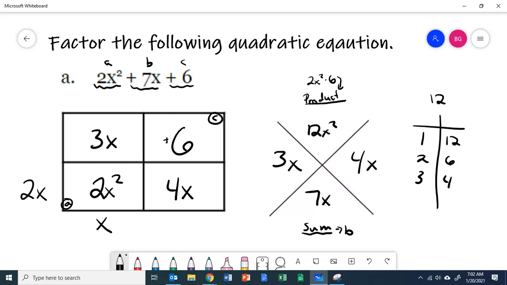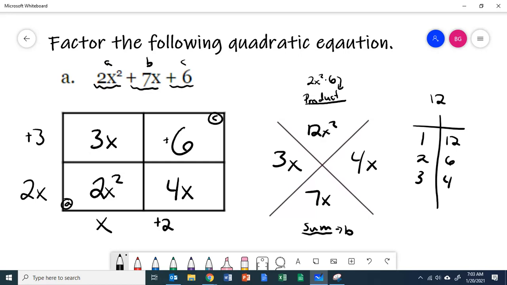Now, go to the bottom right-hand box. 2x times what is 4x? Well, 2 times 2 would give me my 4, so I'm going to put a plus 2. And x times, I don't need anything to get that x there, so it's just going to be a plus 2. Now that top left-hand box, x times what is 3x? Well, you should be like, oh, that's a plus 3. Now you've got it all factored out.